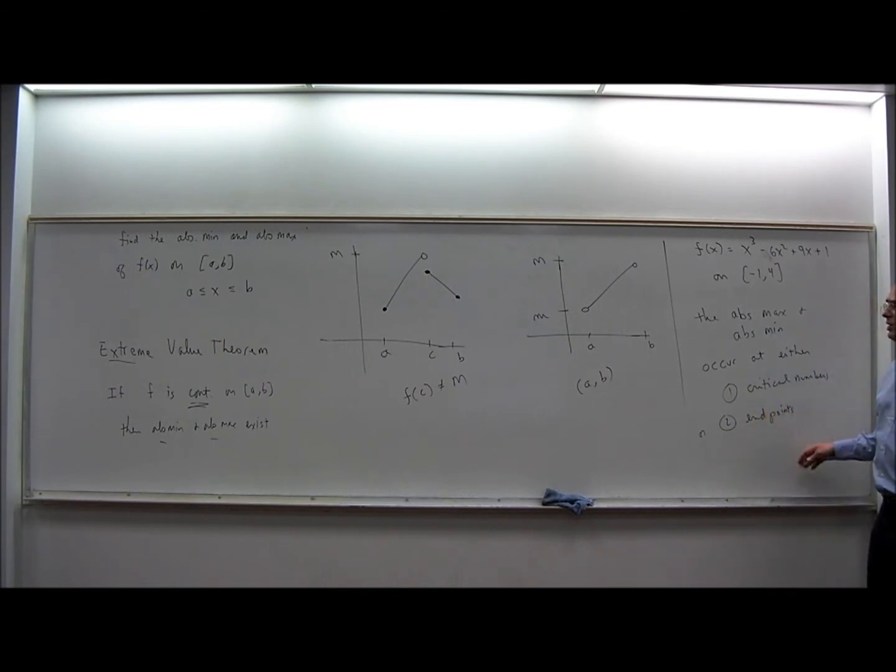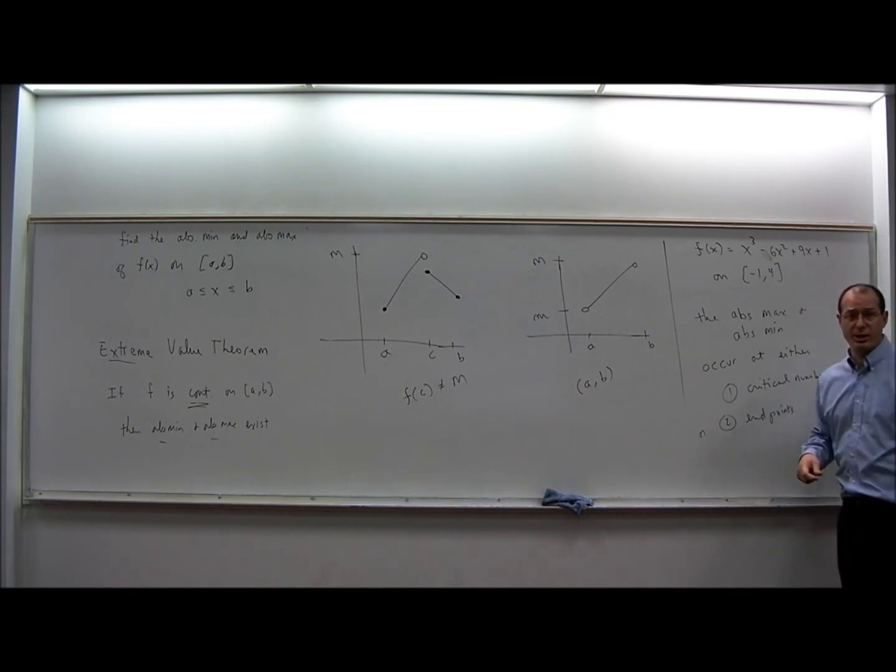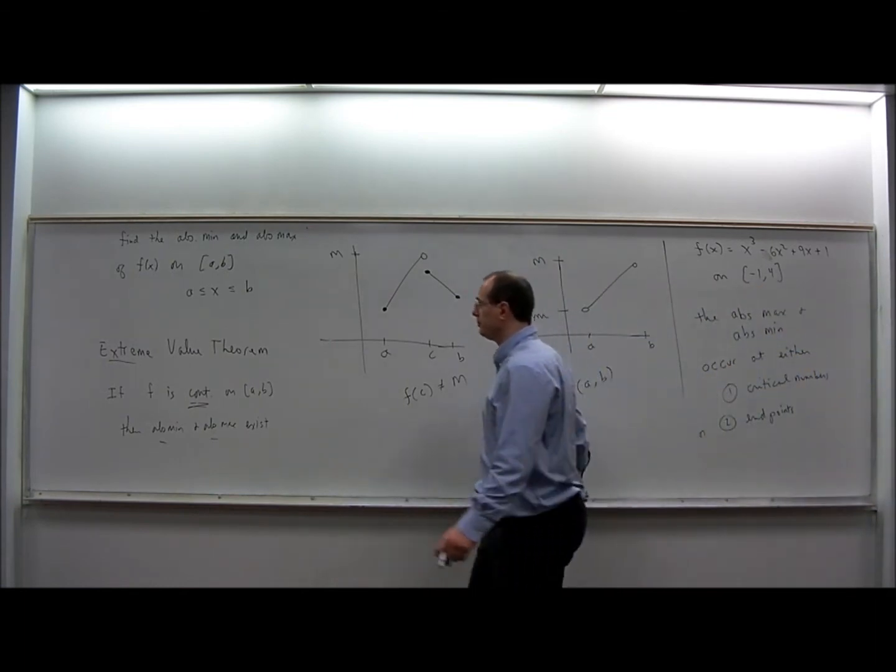In any combination. So the min might occur at an endpoint and the max might occur at a critical number, or vice versa. They might both occur at critical numbers, they might both occur at endpoints. In fact, the max or min value could occur at more than one place. So it could occur at a critical number and at an endpoint. So let's look at an example.